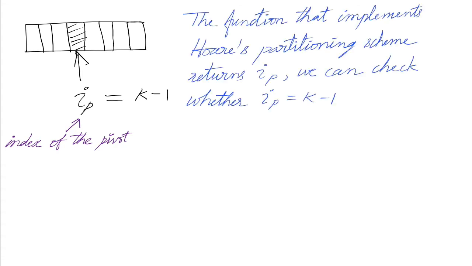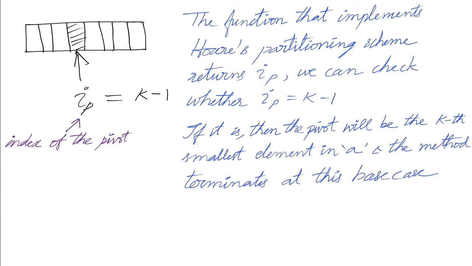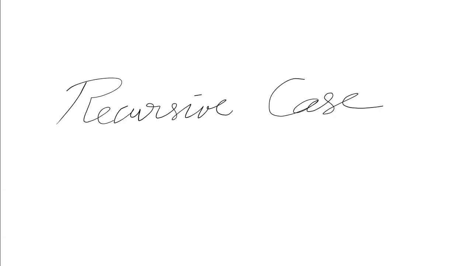The function that implements Hoare's partitioning scheme returns IP. We can check whether the index of the pivot is equal to k minus 1. If it is, then the pivot will be the kth smallest element in A, and the method terminates at this base case. What is the recursive case?